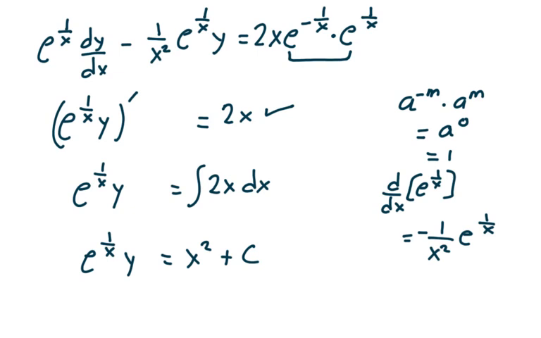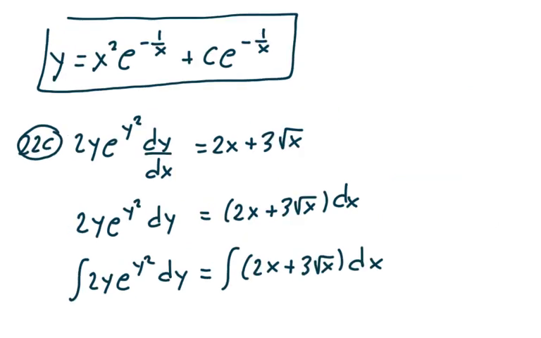So e to the 1 over x times y is the integral of 2x dx. So e to the 1 over x times y is x squared plus c. And we're almost done. That says y is x squared e to the negative 1 over x plus c e to the negative 1 over x. That's 22b.